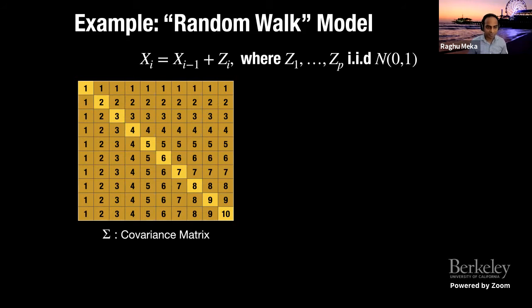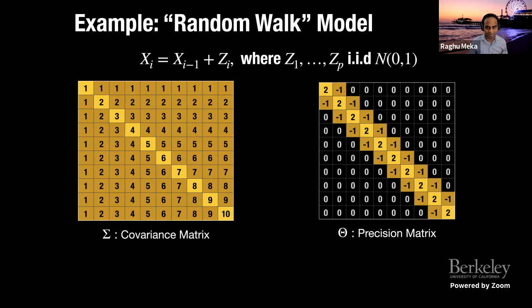The covariance of this distribution looks something like this. The entries are increasing from 1 all the way up to the number p. It's pretty regular in structure, but remarkably, if you look at the precision matrix of this distribution, it's even nicer, right? The precision matrix, the inverse of the covariance, is just this simple tridiagonal matrix with 2's on the diagonal and minus 1's on the nearest off diagonal.